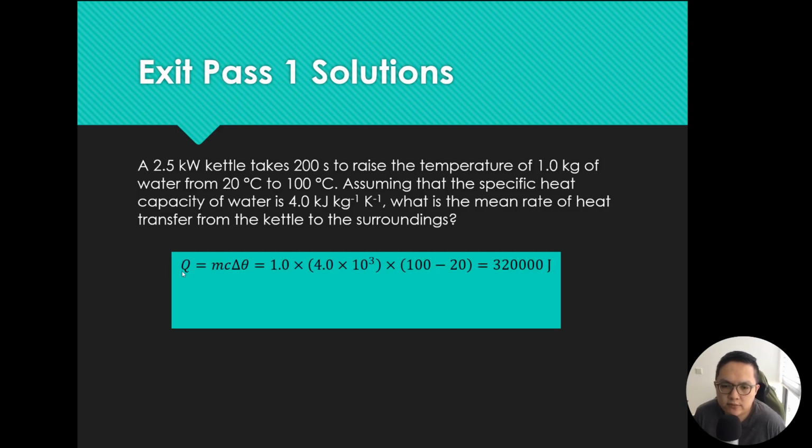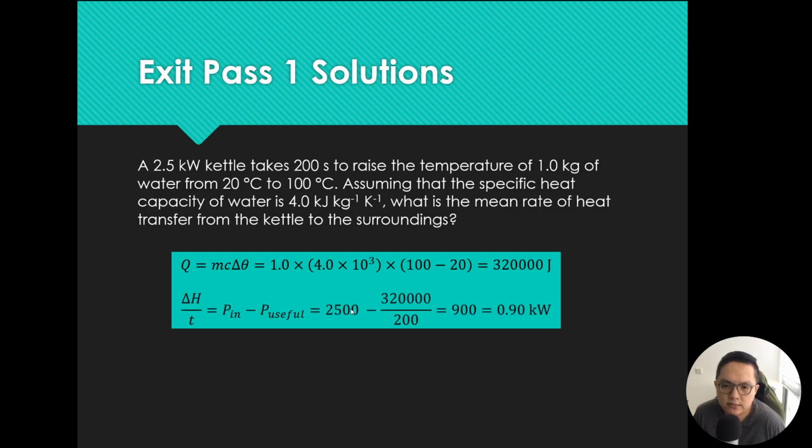First, we work out how much energy is absorbed by the water to raise the temperature from 20 to 100. That's 1 kg of water times 4,000 joules of specific heat capacity times the change in temperature, 100 minus 20, so we get 320,000 joules. Next, we look at how much energy was supplied by the kettle. We take 2.5 kilowatts multiplied by 200 seconds.